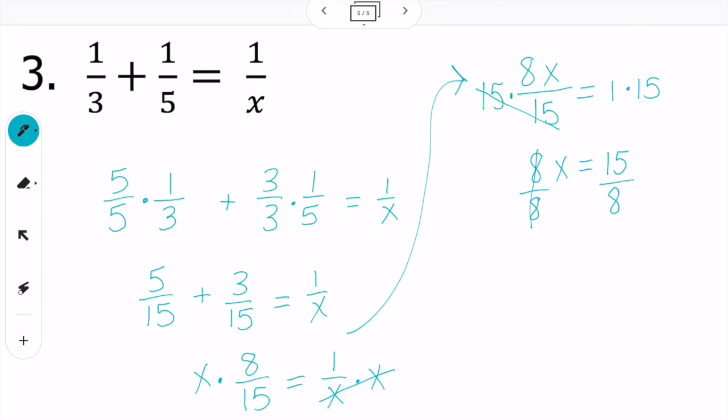It's not going to be a nice number solution, but that's okay. We can leave it as a fraction. It's good to check and see if you can reduce it, but 15 and 8 don't have any common factors. So you'll be able to leave it like that.